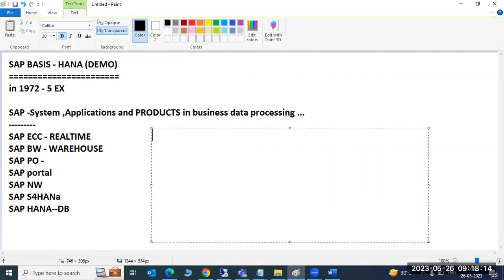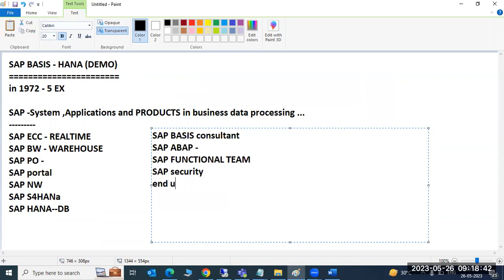So with us, we are not only one person working. We are not only one team, the basis team. We are called the SAP basis consultants. Our team name is the SAP basis team, right? And also we have the ABAP team who will do the coding and development. And also we have the SAP HR team. And also we have the functional team. And also the SAP security team. So these teams and end users will use SAP for their day-to-day operations.